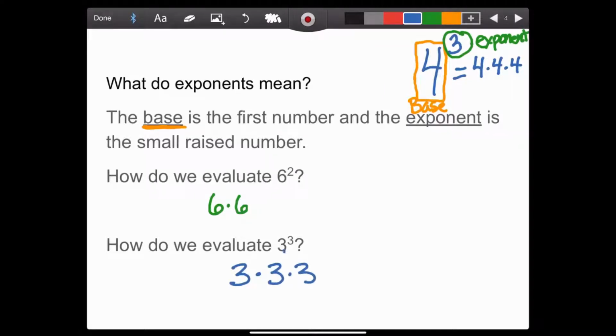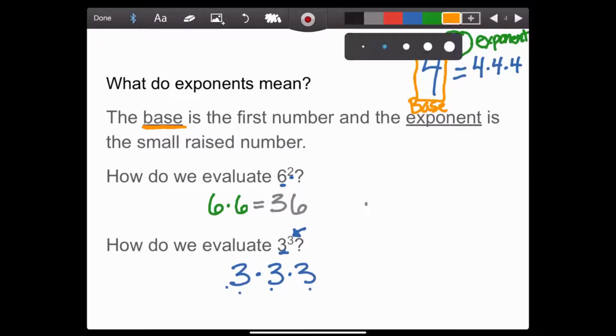So this means that this is the base, and this is how many times it is multiplied. You're not multiplying 3 times 3, you're multiplying 3 times 3 times 3. So you're multiplying 3 times. Or in this case, you're multiplying 6 2 times. So what is 6 times 6? Well, that is 36.